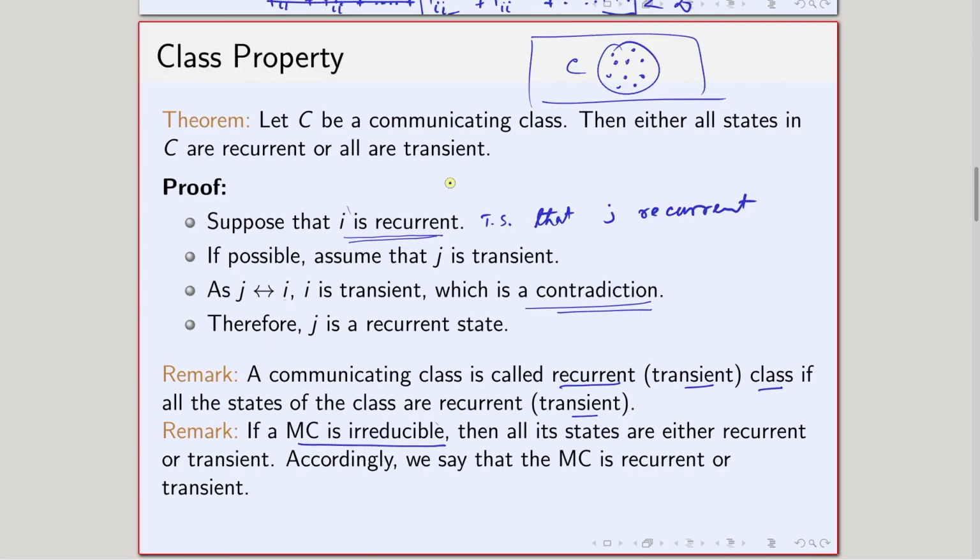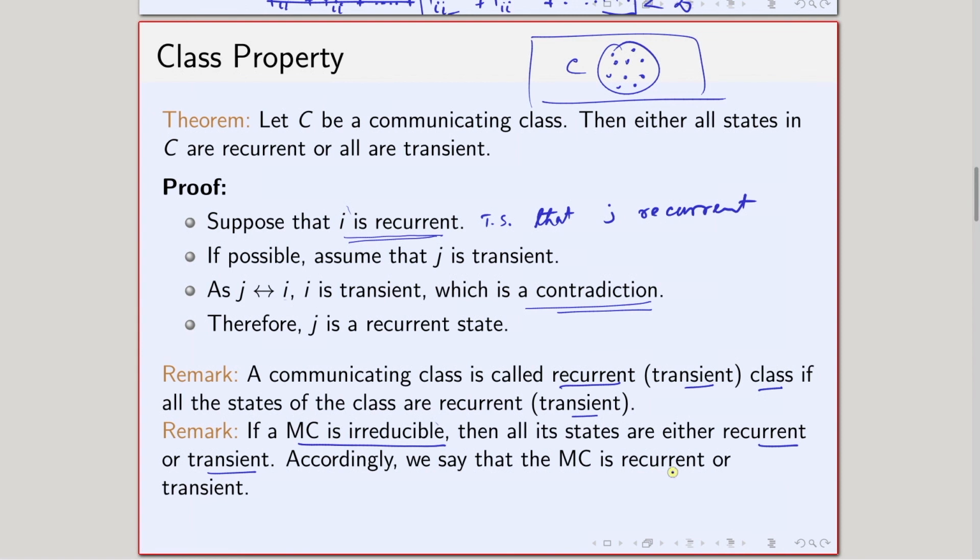Either all the states will be recurrent or all the states will be transient for an irreducible Markov chain, because there is only one class, and as we have seen, in a communicating class either all the states are recurrent or all the states are transient. So, in case of an irreducible Markov chain, all the states are either recurrent or all the states are transient.